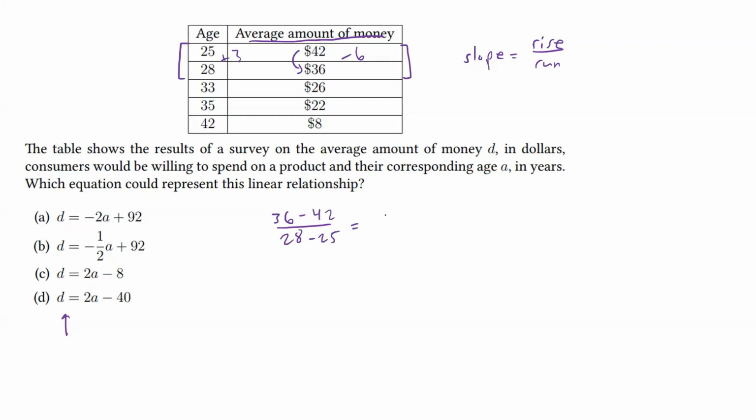Simplifying this slope gives us minus 6 over 3. And minus 6 divided by 3 is negative 2. The correct option is A, because it is the only option choice that has the correct slope that describes the table.